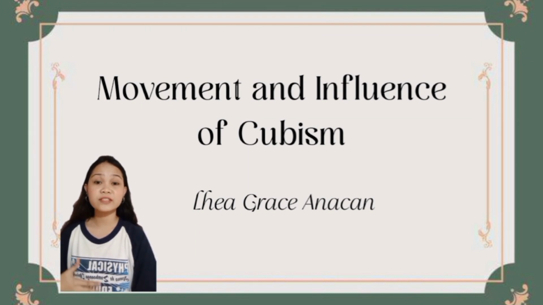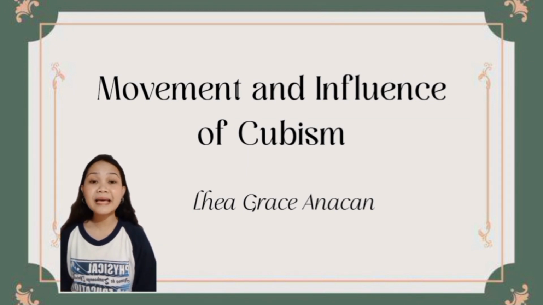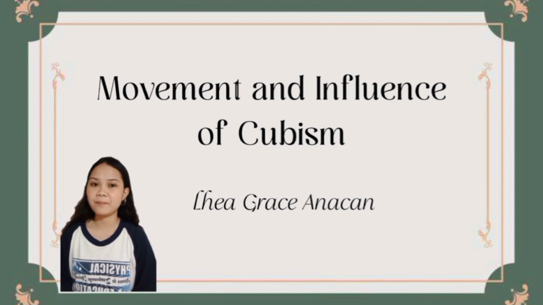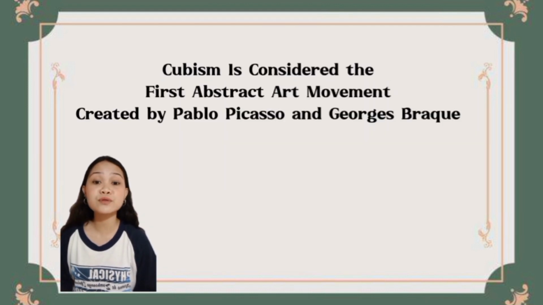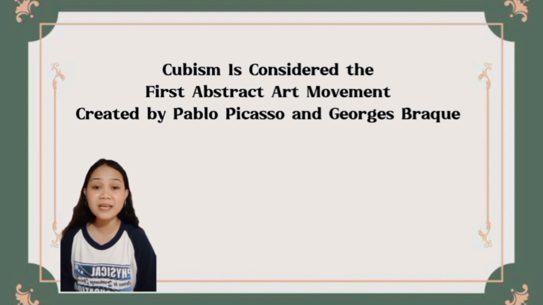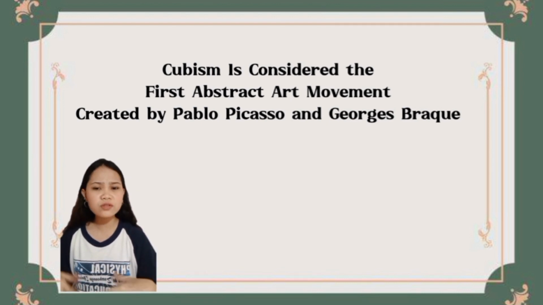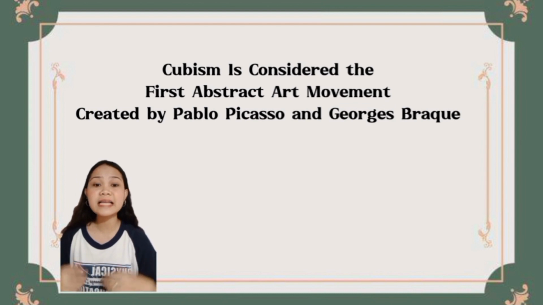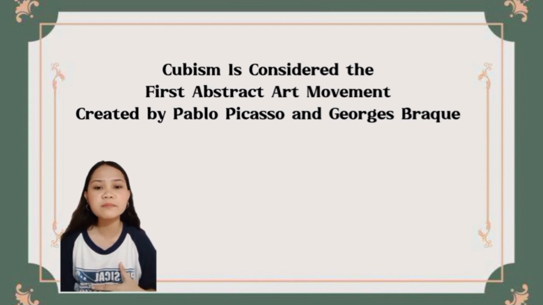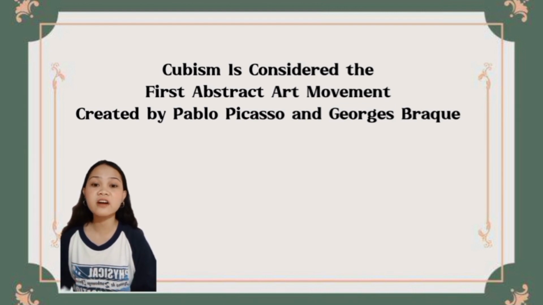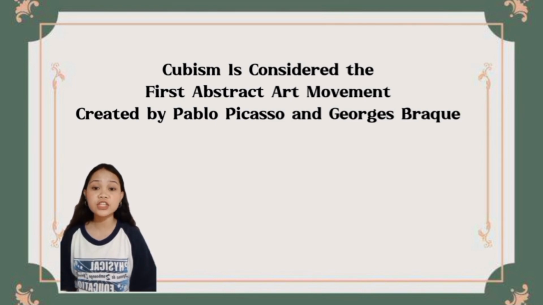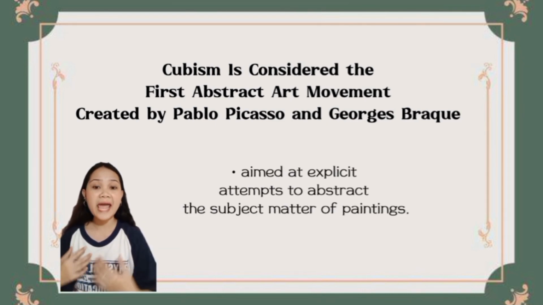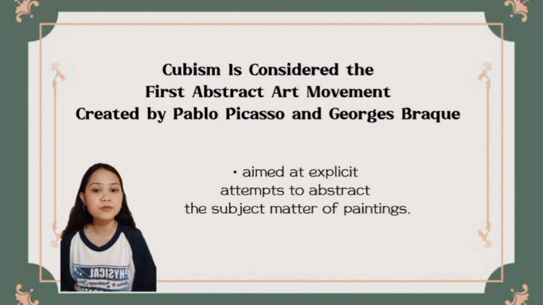Anakan, and today we will continue to discuss the movement and influence of Cubism. First, Cubism is considered the first abstract art movement created by Pablo Picasso and Georges Braque. Although Seurat, Cezanne, and many others had been moving toward abstraction since the late 1800s, Cubism is considered the first movement aimed at explicit attempts to abstract the subject matter of paintings.